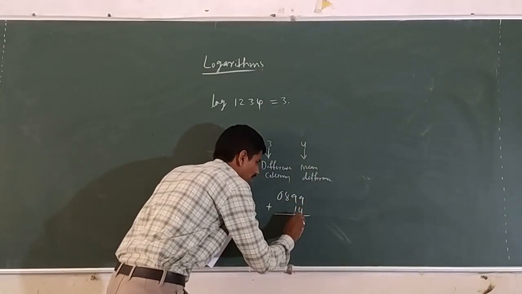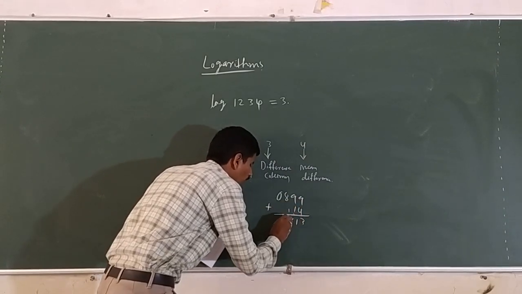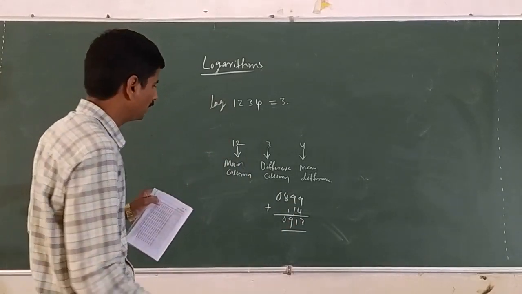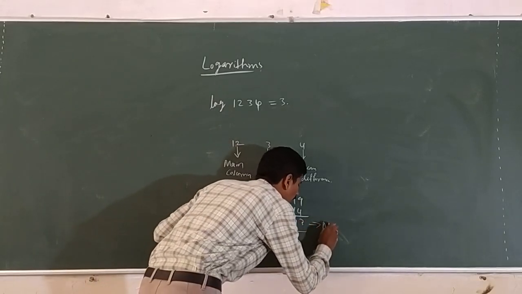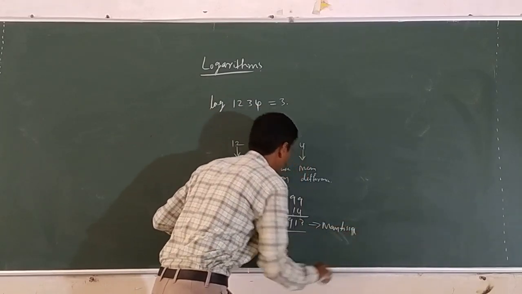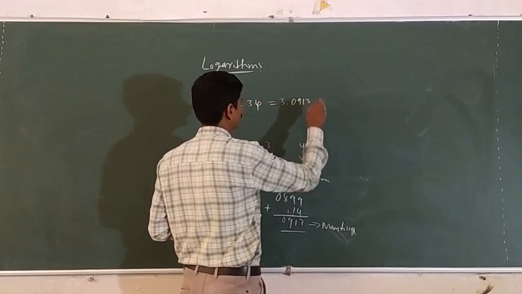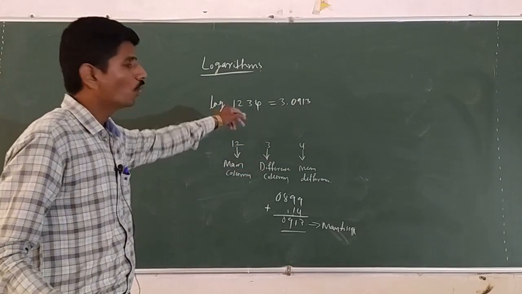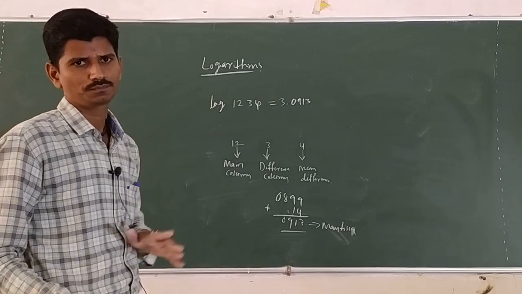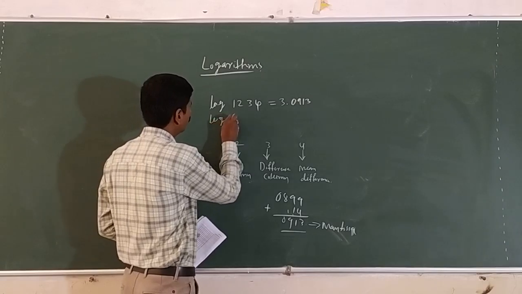Then we get 9 plus 4 is 13, 9 plus 1 is 10 and 8 plus 1 is 9, so 0913. This is said to be the Mantissa. So the logarithm of 1234 is 3.0913.